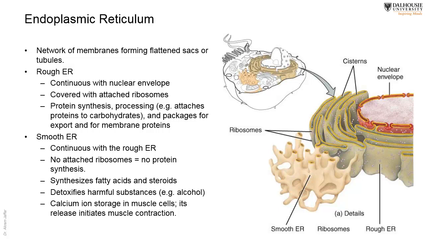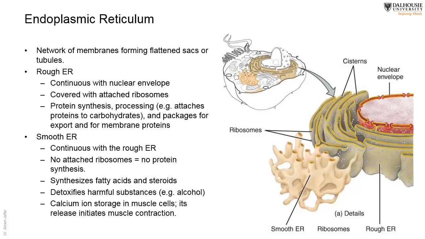The rough endoplasmic reticulum, because it has ribosomes attached to it, is a site of protein synthesis. But the smooth endoplasmic reticulum doesn't have ribosomes attached to it, so no protein synthesis is taking place. On the other hand, the smooth endoplasmic reticulum is used to synthesize fatty acids and steroids. So that's why, for example, you will find a lot of this smooth endoplasmic reticulum in the cells of the adrenal gland medulla. We will study that later on. They synthesize fatty acids and steroids, but the rough endoplasmic reticulum is responsible for the synthesis of protein.